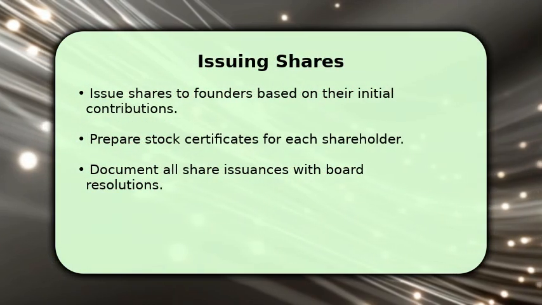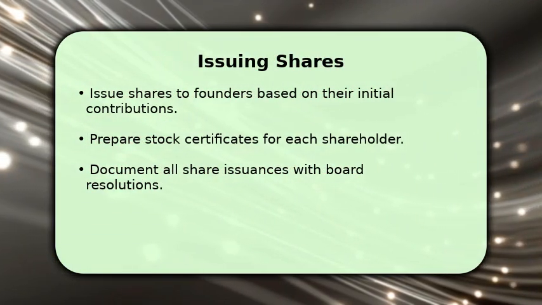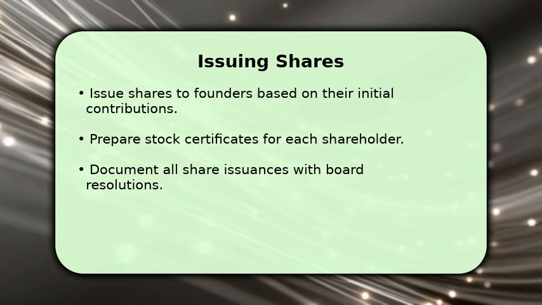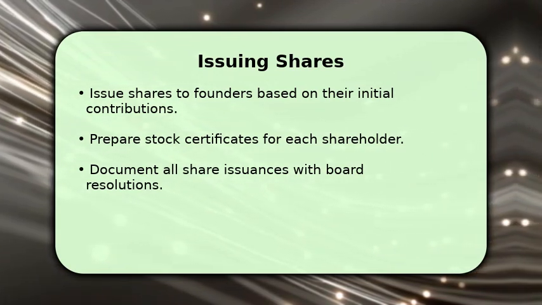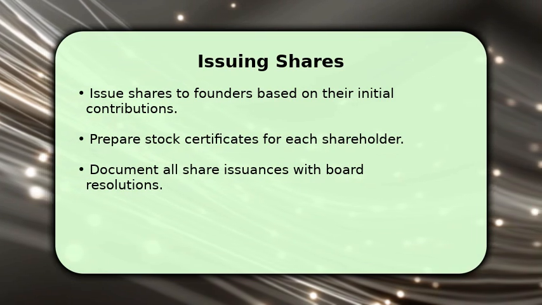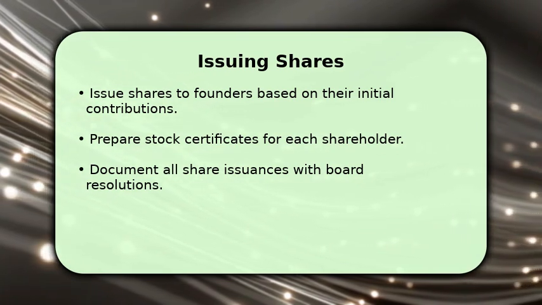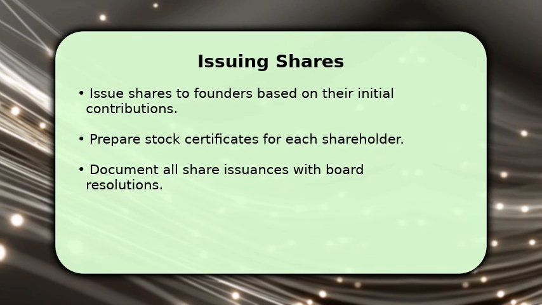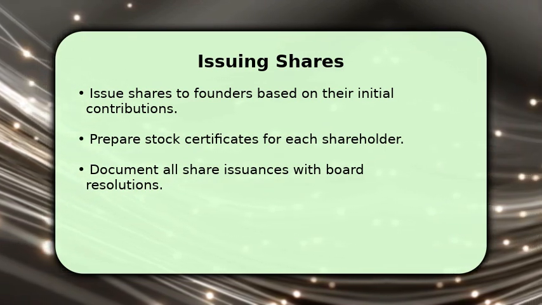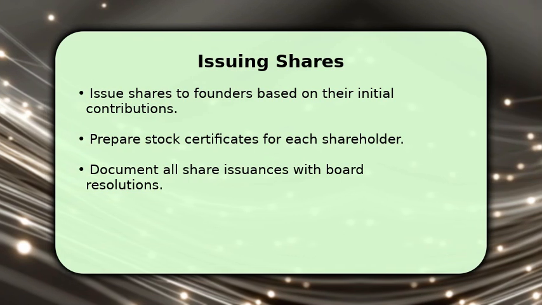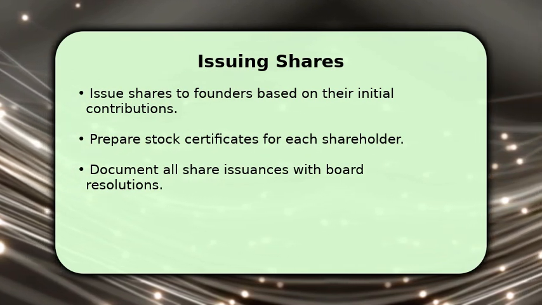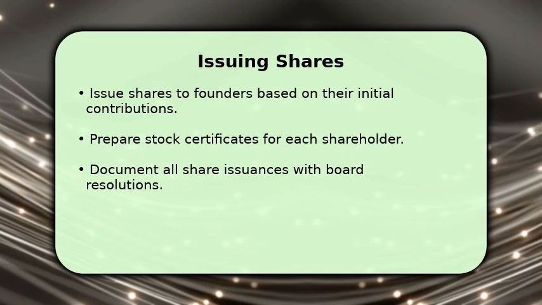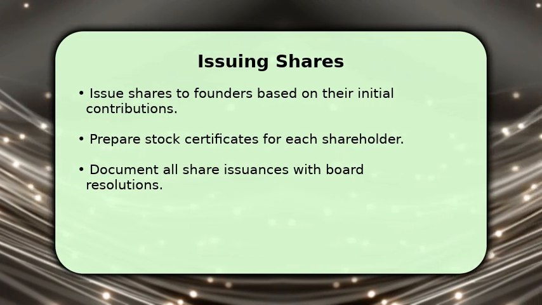Once your legal framework is in place, you can begin issuing shares. Start by allocating shares to the founders, reflecting their initial investments and efforts. For example, you might issue 500,000 shares to the primary founder. Prepare formal stock certificates for each shareholder, detailing their ownership. Always document these issuances with official board resolutions to maintain transparency and legal integrity.